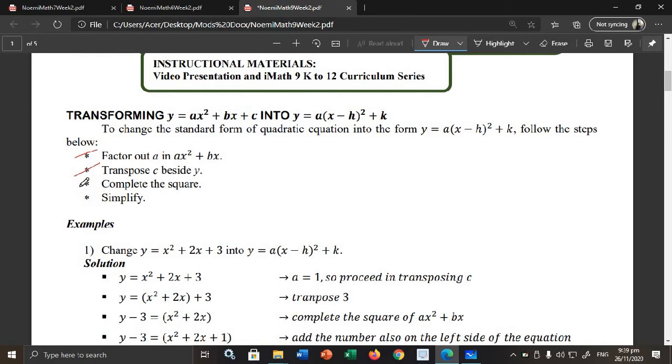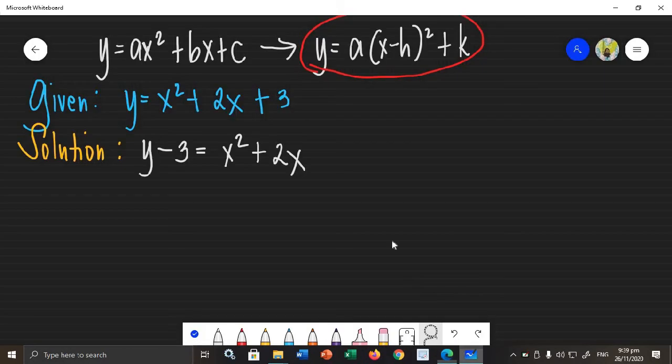The third step is we need to complete the square. In this case, the one we complete is the right side of the equation. If you remember, in quadratic equations, we have a method called completing the square. It is just the same as that. In completing the square, we will use the coefficient of the linear term. The linear term here is 2x. Its coefficient is 2.